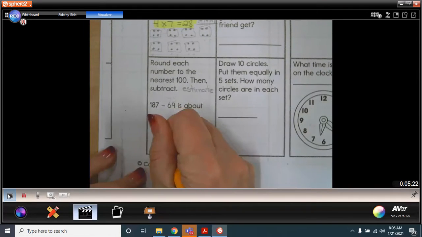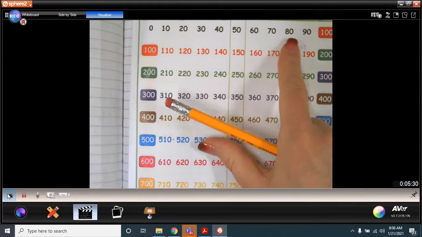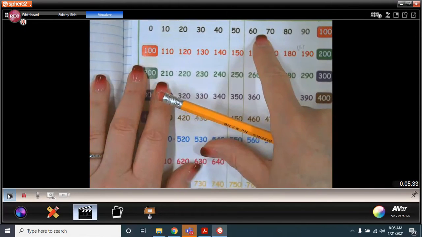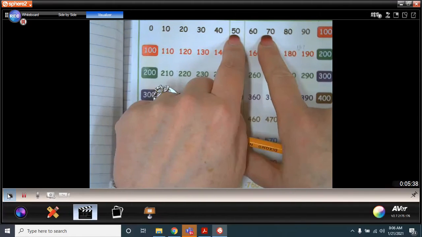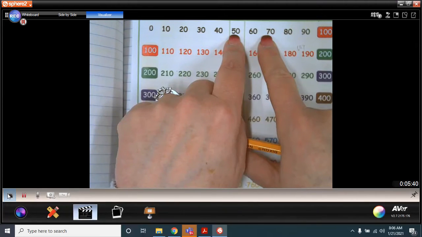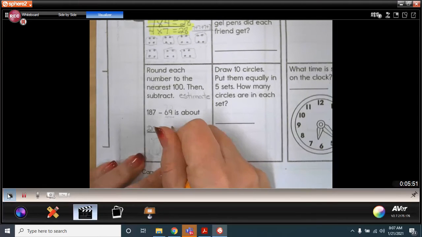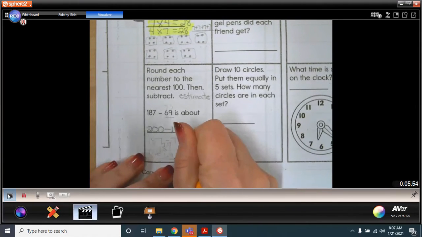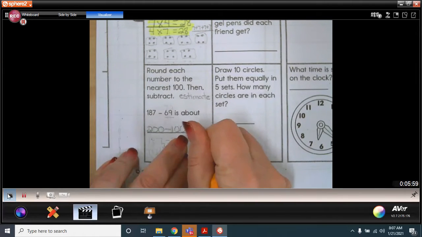We have 200. We're going to round 69 to the closest 100. So 69 is going to be right about here. We know it's 1 away from 70 actually. Again, we're going to round to the closest 100. So since it's past 50 in the tens place, we know we're going to round up to 100. So now I can go ahead and I can subtract my rounded amounts. And so when I subtract 200 minus 100, that is 100.